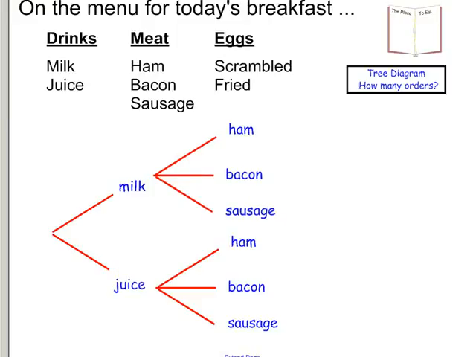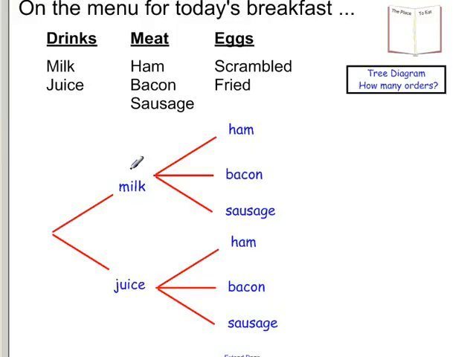So my tree diagram starts to look like this. And if I'm just going to order a drink and a meat order, there's 6 total outcomes here. I could have the milk ham, milk bacon, milk sausage, or I could have juice ham, juice bacon, or juice sausage. There's 6 total outcomes. But in this case, I'm supposed to now order eggs. I can order them scrambled or fried.